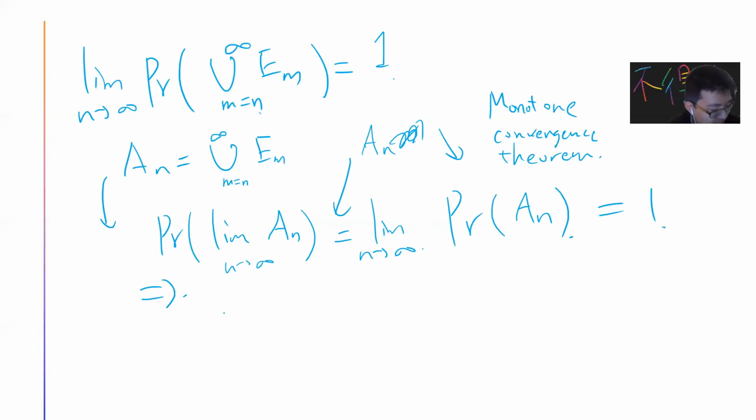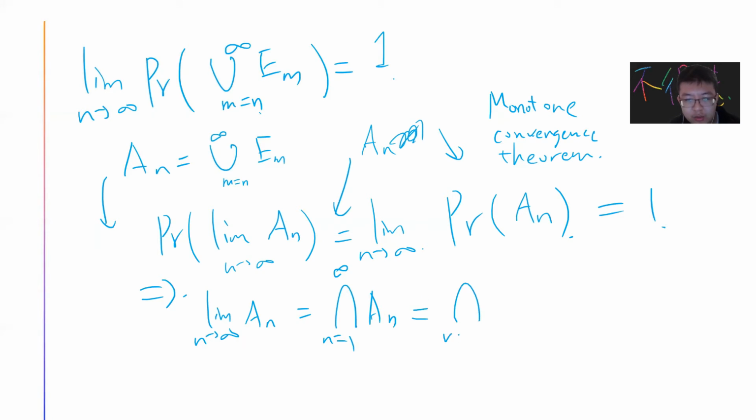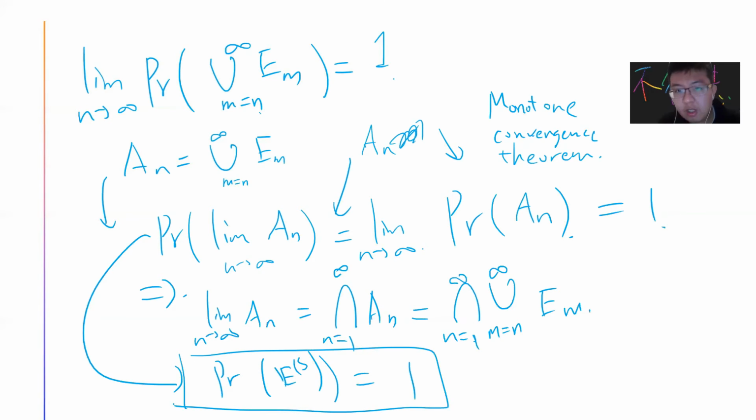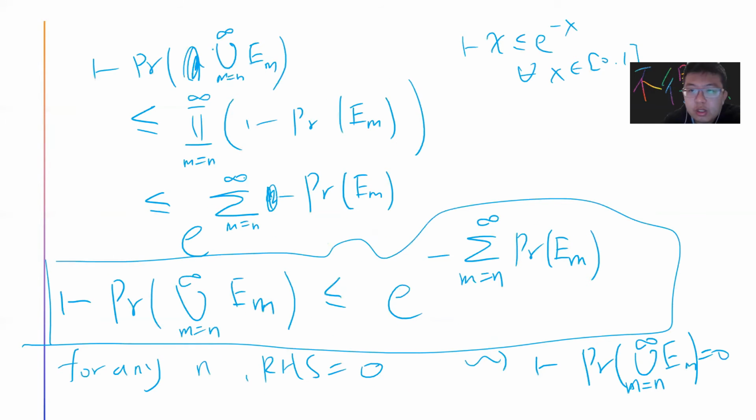So what is this? Notice that the limit of An will be this: the limit as n goes to infinity is the same as taking the intersection over n from 1 to infinity. So you prove that the probability of E-infinity is 1. This is the rigorous proof of the second Borel-Cantelli.